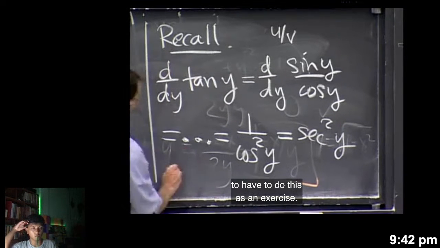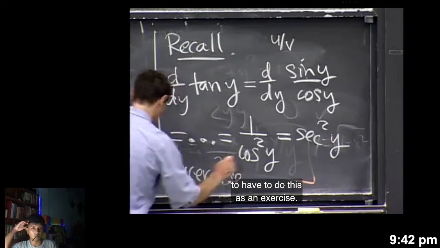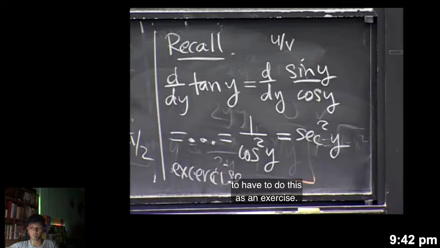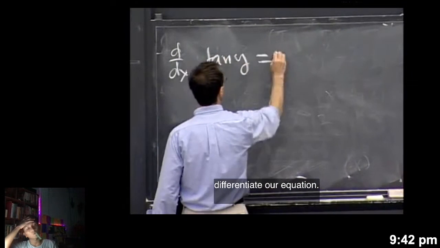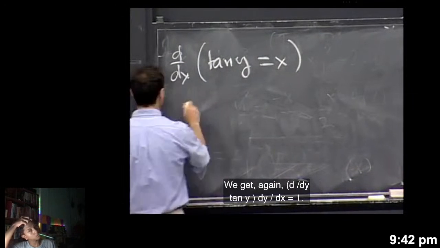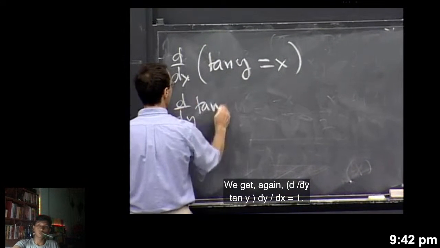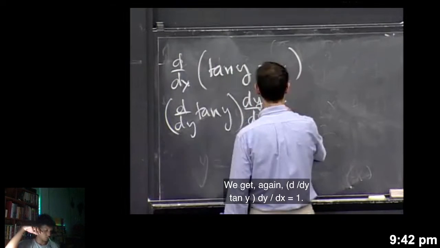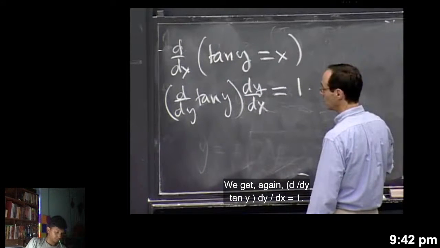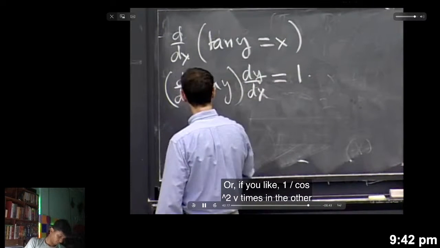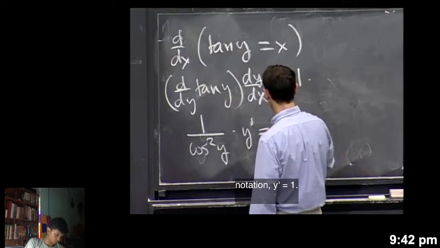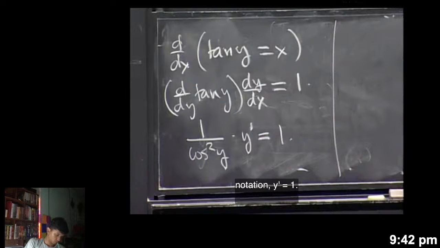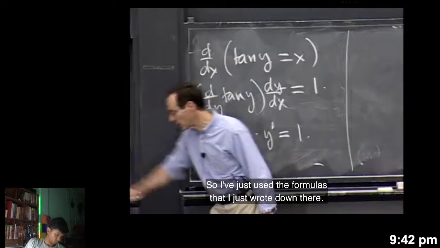Okay, so we need that ingredient, and now we're just going to differentiate our equation. And what do we get? We get, again, d by dy of tan y, times dy dx is equal to 1. Or if you like, 1 over cosine squared y times y prime is equal to 1. So I just used the formula that I just wrote down. Now all I have to do is solve for y prime. It's cosine squared y.